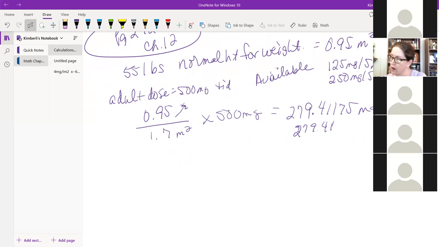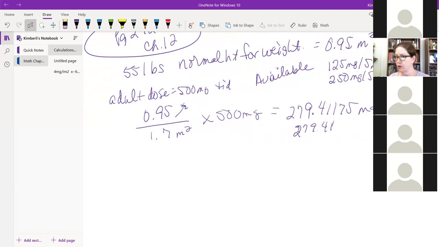So you said we should use the 250 per five. Why is that? Because it is the closest strength to 279. 279 and 250 milligrams are close, and it's better than doubling the dose to 500. If we use the 250 milligrams in 5 mL, 5 mL is a teaspoon, right? Yes. So that's going to get closest to our dose and have it close to a teaspoon.